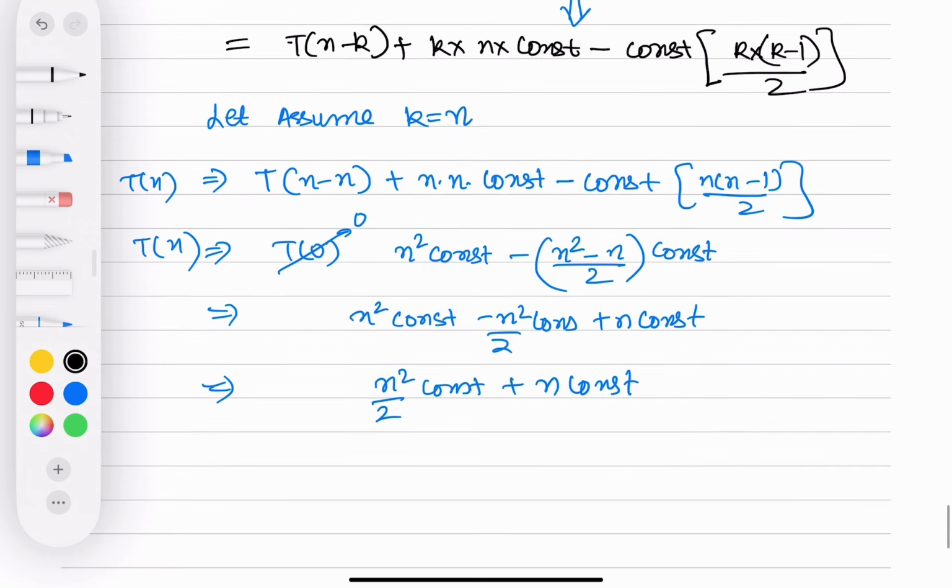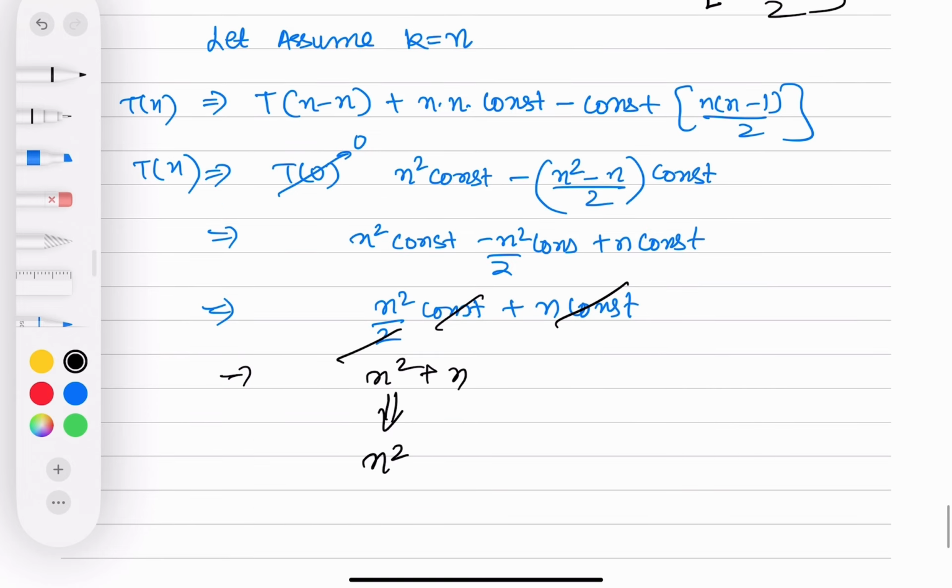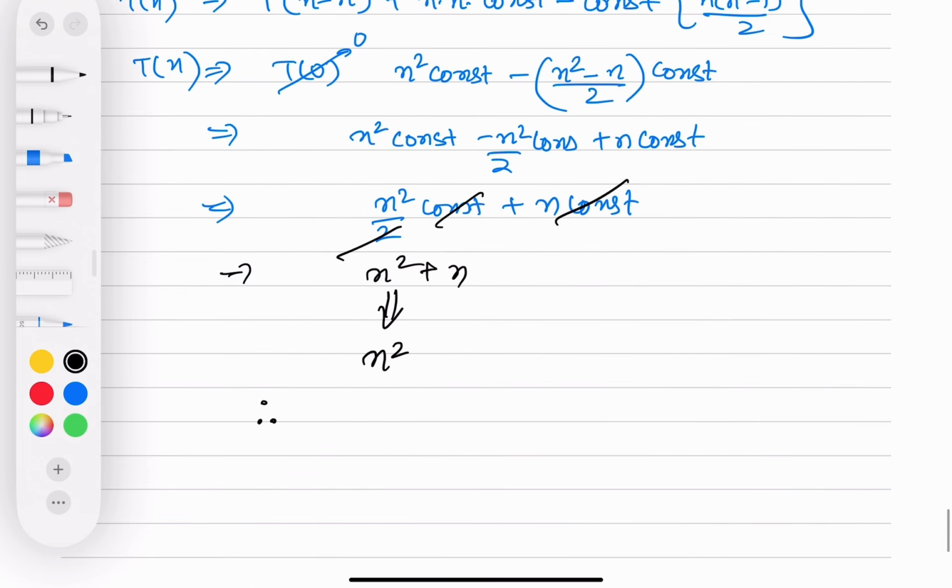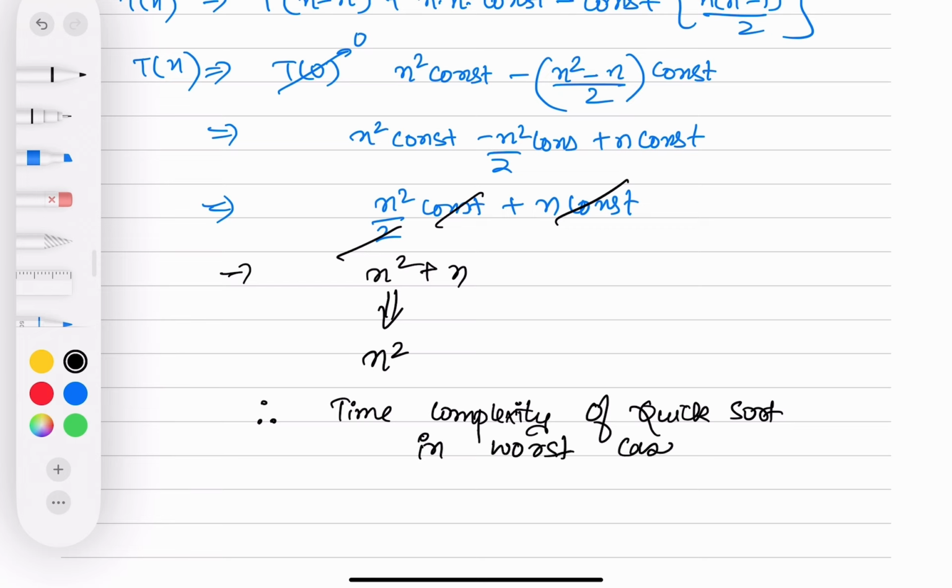So neglect what? Constant. You get n square plus n. So asymptotically, you get n square. Therefore, time complexity of quick sort in worst case is n square.